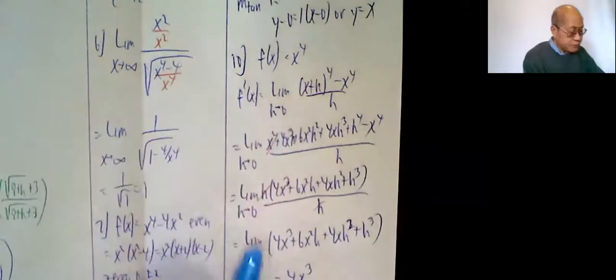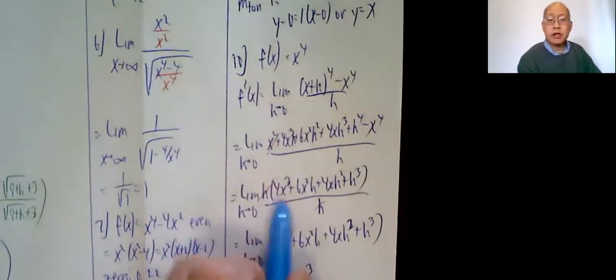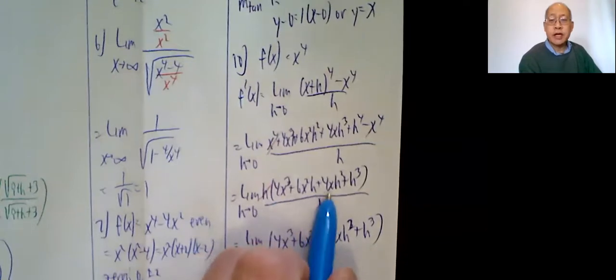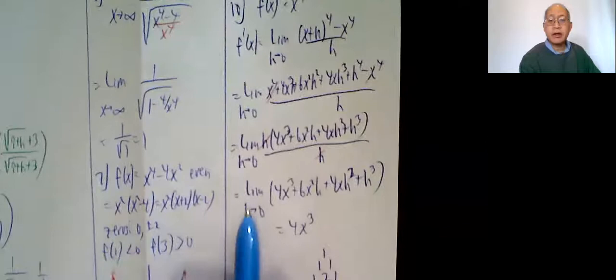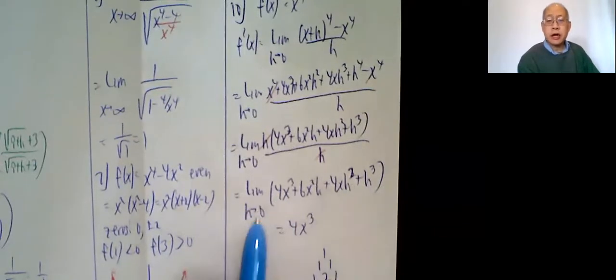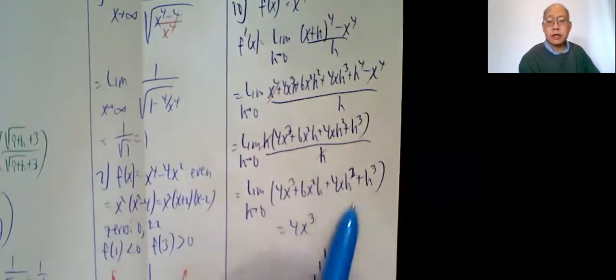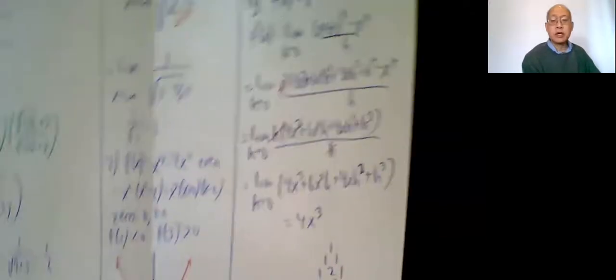There's an h right here. So h times (4x cubed plus 6x squared h plus 4x h squared plus h cubed), divided by h. Cancel out the h's. So I have the limit as h approaches 0 of all this. Now I plug in 0. That's gone, that's gone, that's gone. So the derivative is 4x cubed.